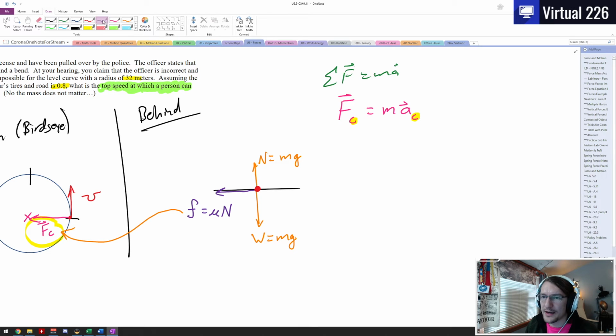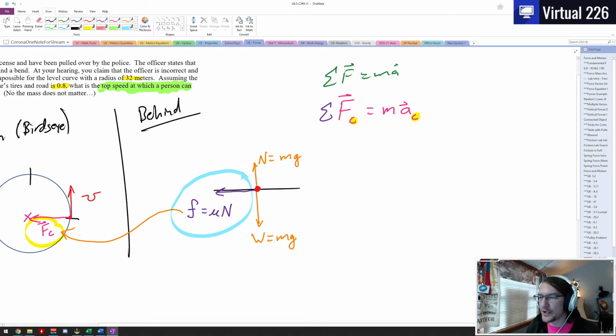And do remember that this centripetal force could be the sum of many forces. There could be more than one force here. We'll actually see that definitely in our next examples with roller coasters going through loops or running over to Chick-fil-A to grab one of those sandwiches. But in our case here, the only force causing us to act inward on this circle is this friction here.